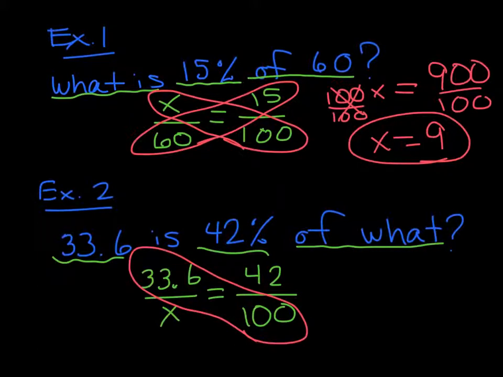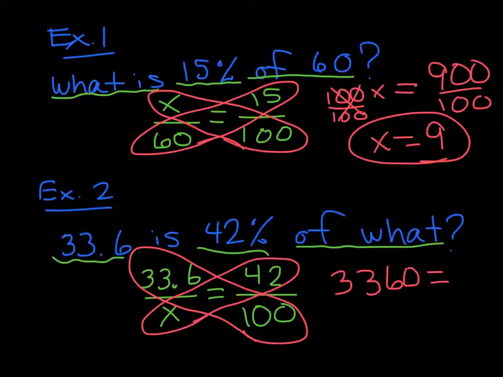33.6 times 100 is 3,360. There's always an equal sign in the middle because I know that they're supposed to be equal. And 42 times x. Well, I don't know what x is. So I'm just going to write that as 42 times x. Last time I divided by 100 because it was 100 times x. This time I'm going to divide by 42. That'll give me a giant 1. Divide by 42. And when I take 3,360 divided by 42, we get 80.